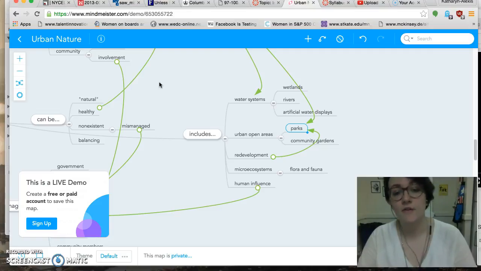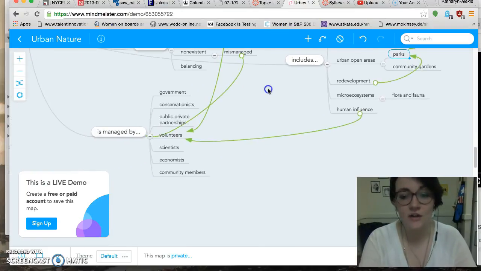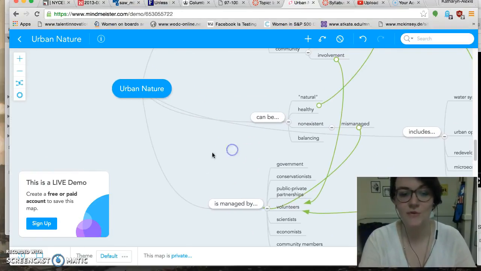It also includes microecosystems, so flora and fauna, in the sense that there are plants, but also animals are part of an urban ecosystem as well. And again, it inherently includes the human influence, which brings back to who it is managed by.